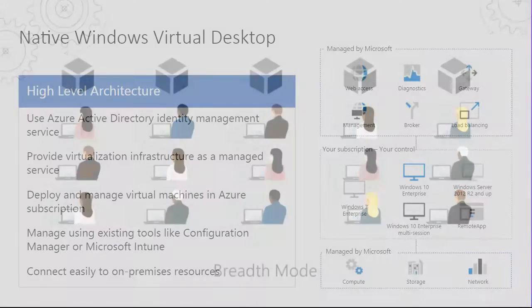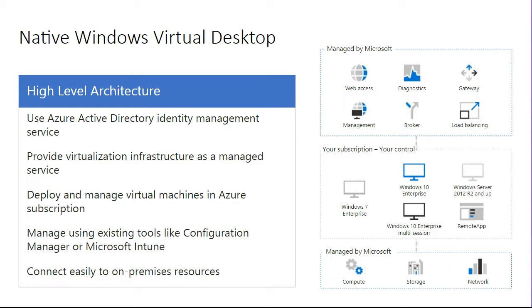This is the high-level architecture of WVD, and as you can see on the right-hand side, starting at the top, Microsoft will manage the web access, diagnostics, gateway, management, broker, and load balancing. This is the PaaS service as mentioned earlier. You would then control and decide on such things as what operating system, applications, and how you want to access the environment. Microsoft would then manage the underlying virtualization of that IaaS infrastructure, such as the compute, storage, and network. This has to be designed to your business specifications, so you will have to have input on design considerations, such as IP ranges and network addressing schemes.